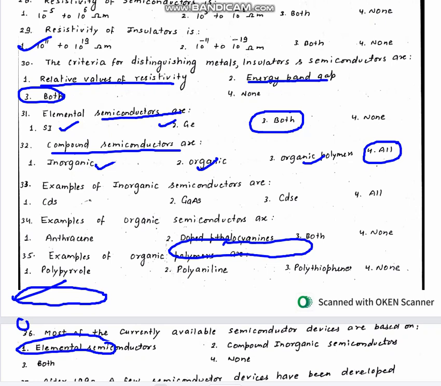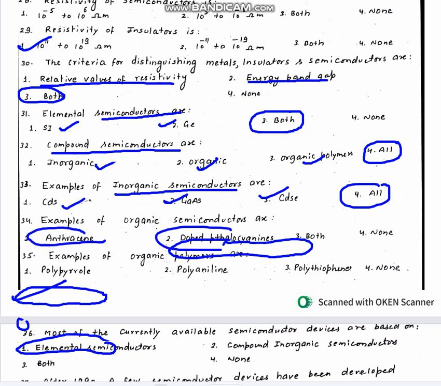So 4 is correct. Next is examples of inorganic semiconductors are. Obviously cadmium sulfide, gallium arsenide, and cadmium selenide. All these are examples of inorganic semiconductors. So all are correct over here. Next is examples of organic semiconductors are. These are anthracene and doped phthalocyanine. So both are correct. So third will be correct over here. Next is examples of organic polymers are. This is polypyrrole, polyaniline, or polythiophene. So I think you should change option 4 to all of these.